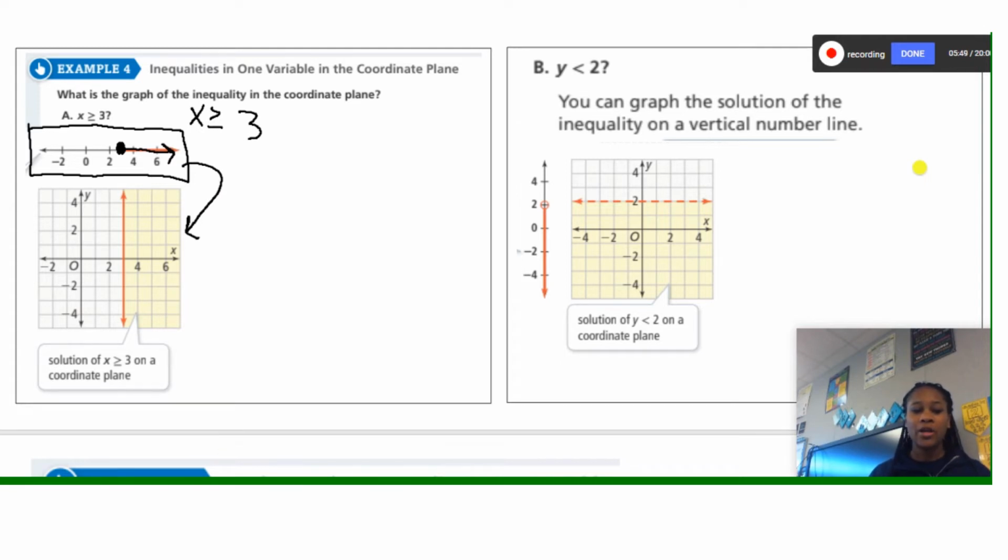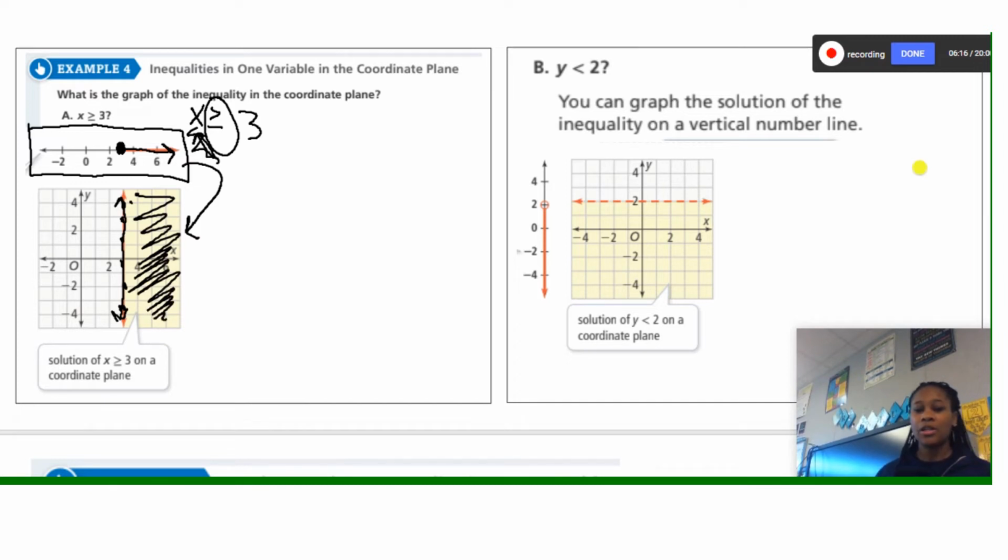So you would say, okay, my value for x is always going to be greater than or equal to 3. So that's why we put a line on 3. And then it says greater than or equal to, so that's why we will shade to the right along the x, showing that x can be 4, 5, 6, 7, and so forth.